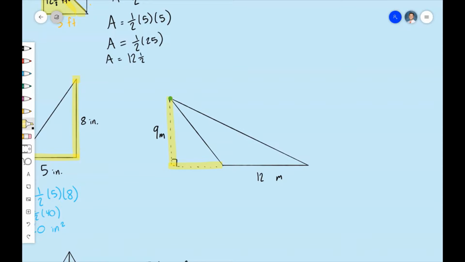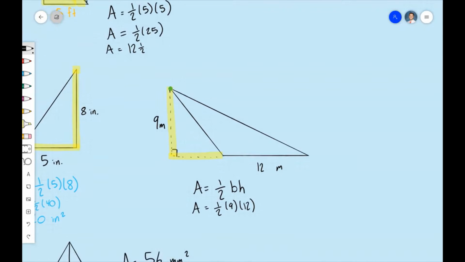And once again, on Big Ideas, they will provide these measurements to you. They will tell you, like this does, that the height is 9 meters and the base is 12. So again, we'll use our area formula for triangles, 1/2 of the base times the height. This time we have 1/2 of 9 times 12. When I'm solving mentally, I always choose to work with the easiest numbers. In this case, I know that 1/2 times 12 is 6. So I could rewrite this as the area is equal to 6 times 9. My area here would be 54 square meters.